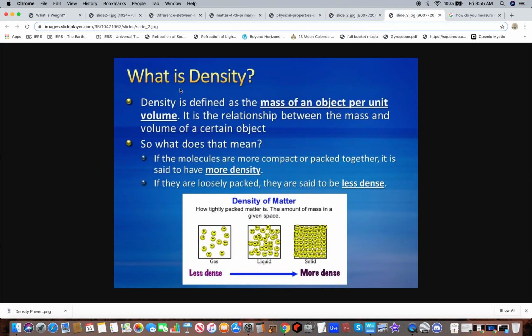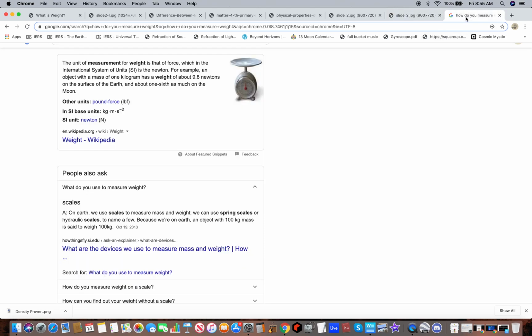We move on. What is density? Density is defined as the mass of an object per unit volume. It is the relationship between the mass and volume of a certain object. So what does that mean? If the molecules are more compact or packed together, it is said to have more density. If they are loosely packed together, they're said to be less dense. Okay, so this is less dense, more dense, and more dense. So gas is less dense than liquid, liquid is less dense than solid, right? Solid is the most dense. Right.